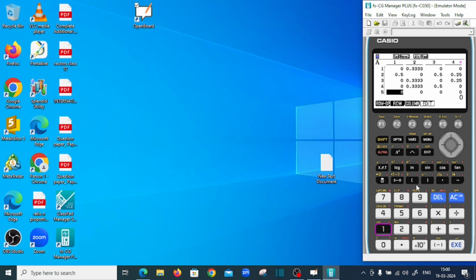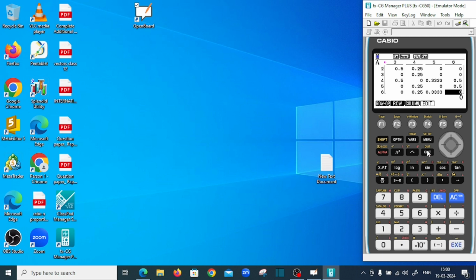The next row will have 1 by 2, then 0, then 0, then 1 by 4, then 0, then 1 by 2. Then the next row will have 0, 0, 0, 1 by 4, 1 by 3, then 0. So I have entered all the elements of our transition matrix.